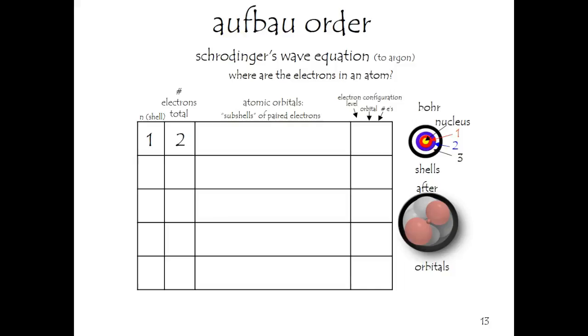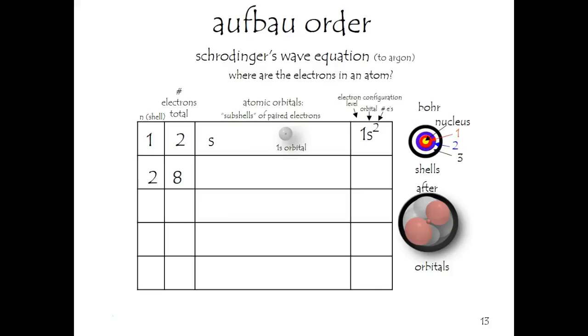In the first shell, we have 2 electrons. That brings us up to helium, which is a noble gas, a full outer shell for the first shell. It is a spherical orbital. We'll call that S, and the order we're going to follow is S, P, D, F, then alphabetical, G, H, I, etc. There it is, the 1s orbital. There's the nucleus in the center. This is given the designation 1 for the first shell, S for spherical orbital, 2 for 2 electrons. The electron configuration of helium is 1s2.